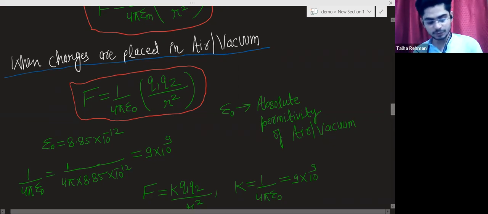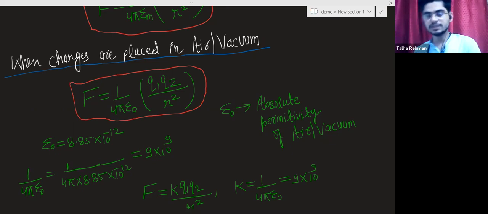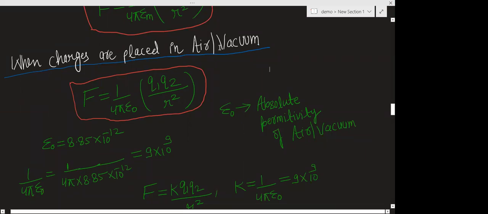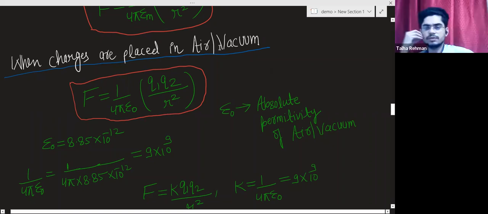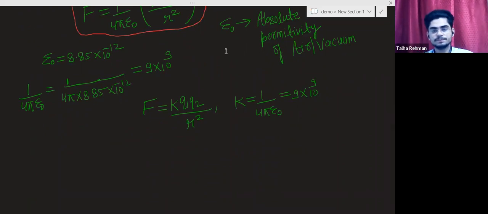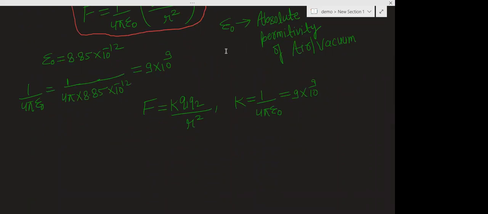So basically, we are doing nothing special. We are just calculating the force between two charges, whether these charges are placed in air or in some medium. The medium can be water, air, oil, or vacuum. But vacuum is nothing. Now, have you understood? Yes, sir.